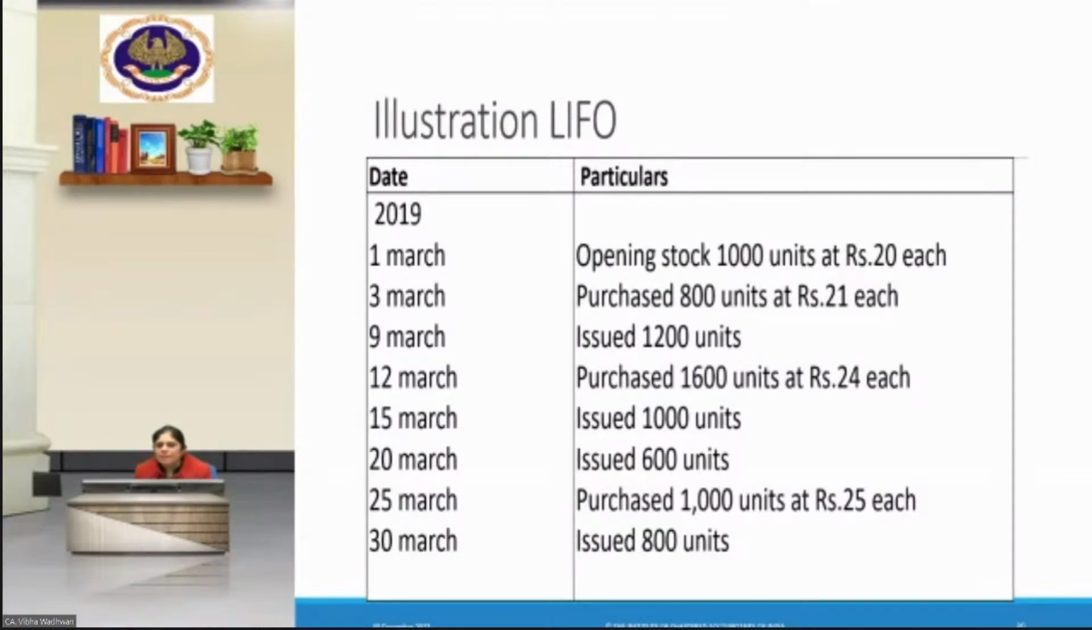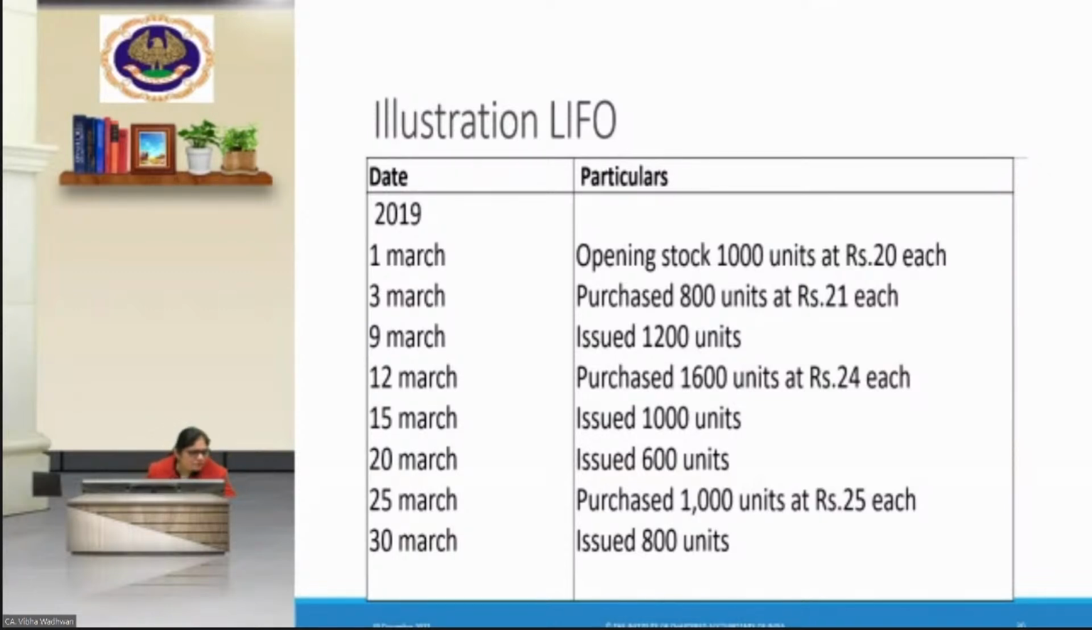So in LIFO, we have the opening stock, then we have purchase of 800 units at 21 each. Then we have the issues, then purchase, then 2 issues, then purchase, and then the issues. All right. So shall we start the solution? The same format, make 4 columns: date, receipts, issues, and balance. The latest purchase will be issued first.